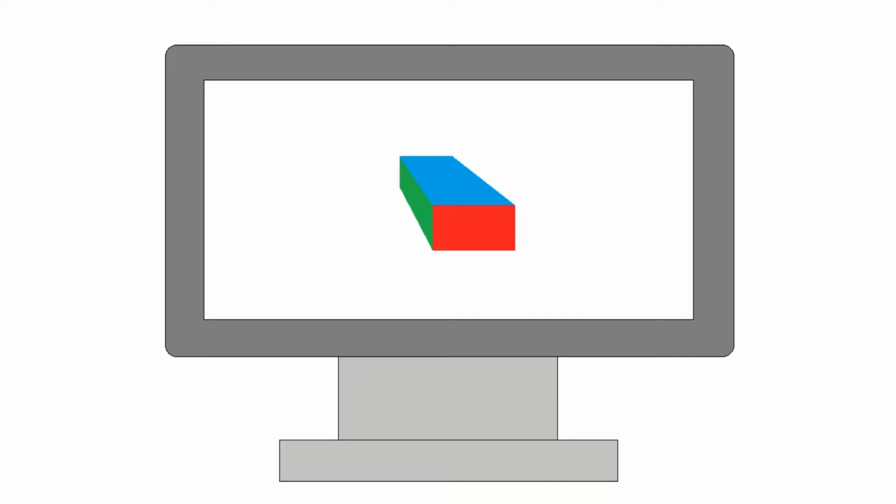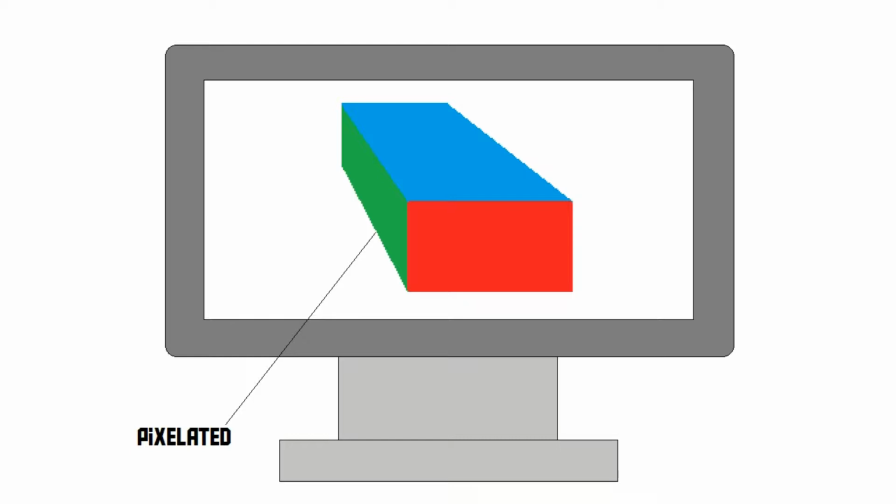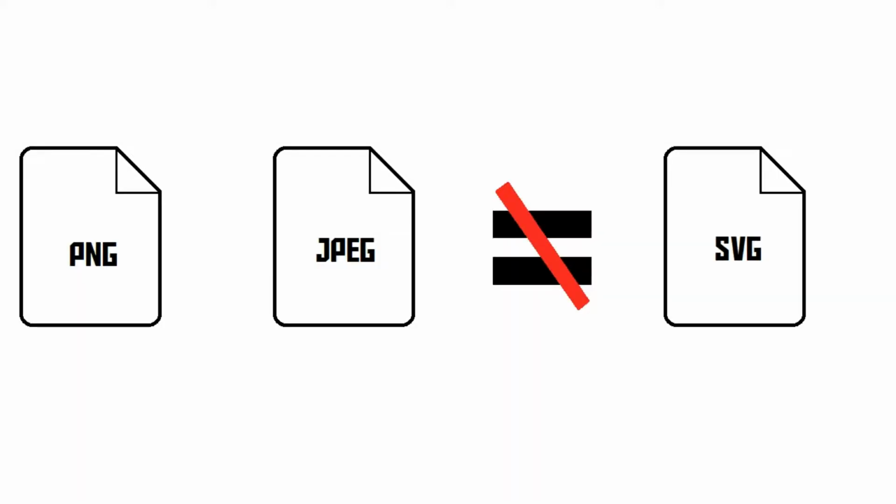The problem with this system is that it's based on pixels, which means that when you try to scale up the image, it becomes blurry or pixelated. This is where vector graphics come in. Vector image files are very different from normal PNGs or JPEGs. The way vector images work is actually pretty simple.